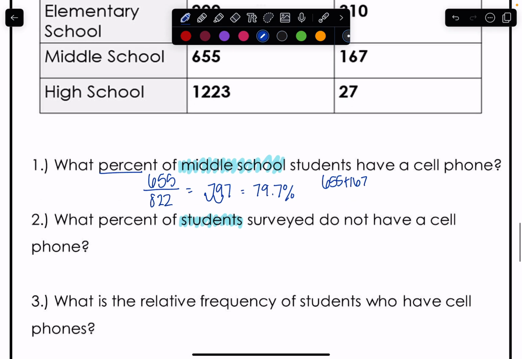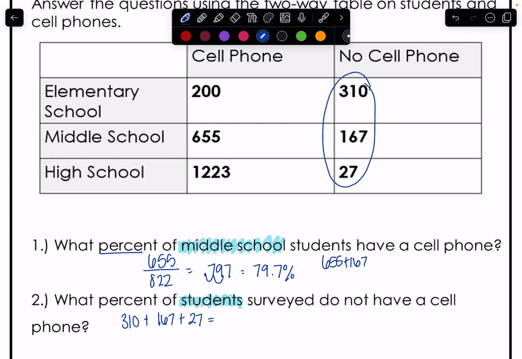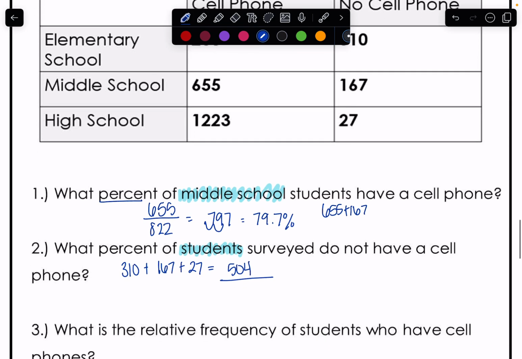So we would say 310 plus 167 plus 27. That's how many who do not have a cell phone, right? All of these do not have a cell phone, right, of students. So when I type that in, I get 504. 504 do not have a cell phone. We're going to divide that by students. It asks what percent of students.